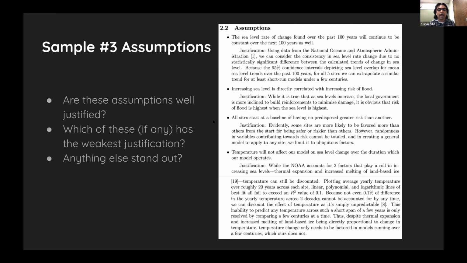Okay. Any other ideas or anything else that stood out to you about this list of assumptions? Or maybe if you had some comparisons between this set of assumptions and the previous one that I just showed you, give you maybe 30 seconds or so to type your thoughts in the chat.